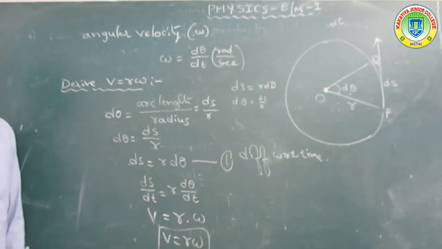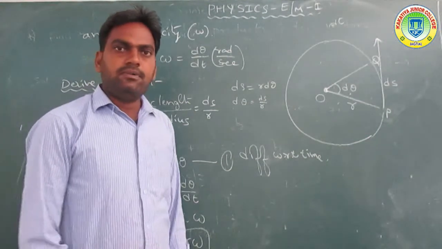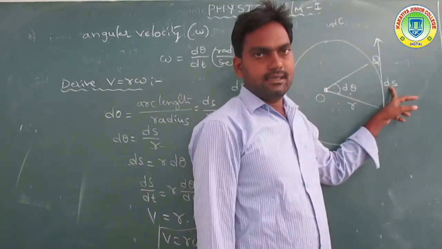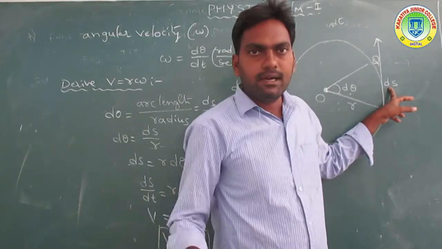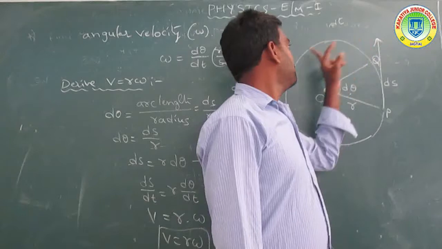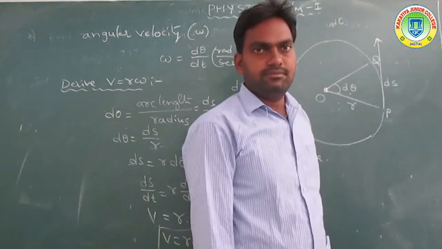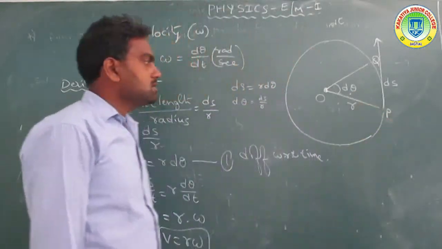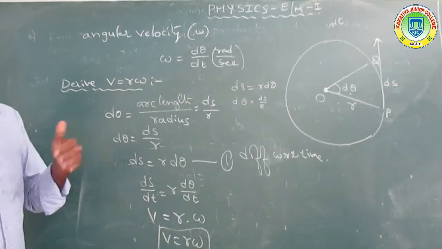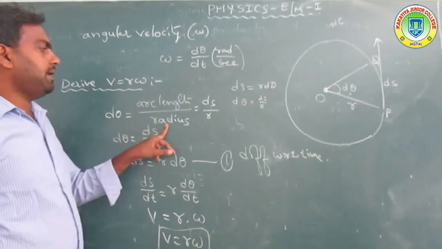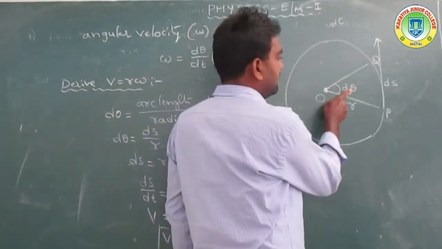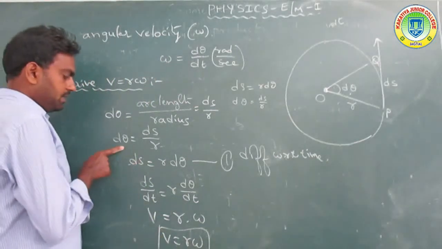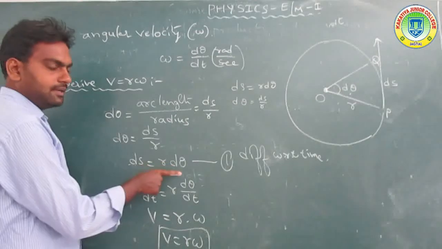That is a very important topic in IPE. So once again, first of all, the body moves a displacement ds in a time interval dt, moving on the circumference of a circle with radius r. So for circular motion, dθ is equal to arc length by radius, so ds is equal to r into dθ.